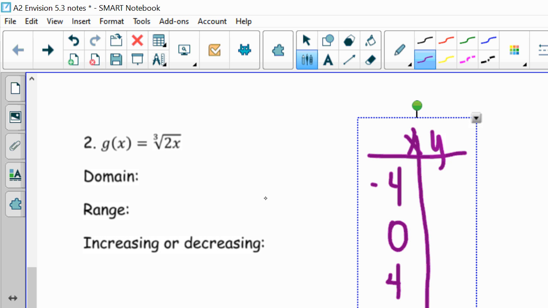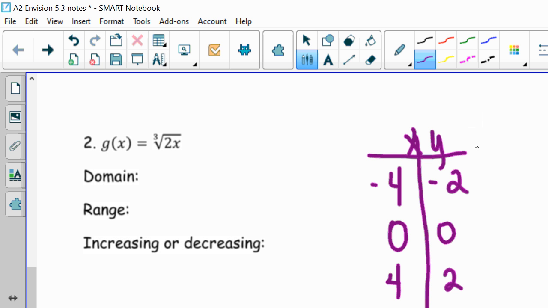I plug these in. 2 times negative 4 is negative 8. The cube root of negative 8 is negative 2. I plug in 0. 2 times 0 is 0. The cube root of 0 is 0. 4 times 2 is 8. The cube root of 8 is positive 2. Plot these points: 0, 0, over 4, 2.